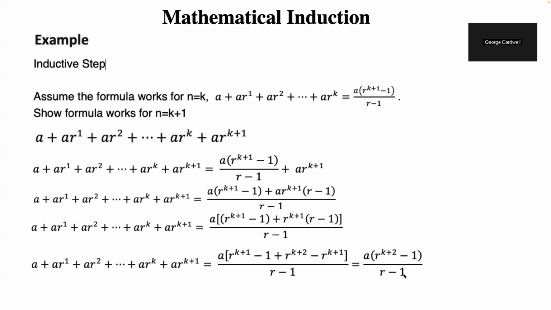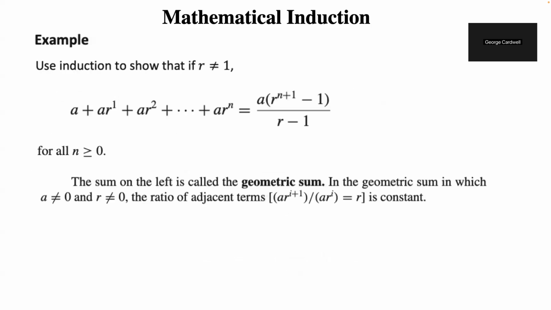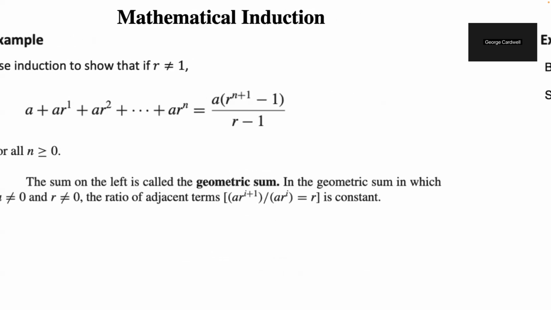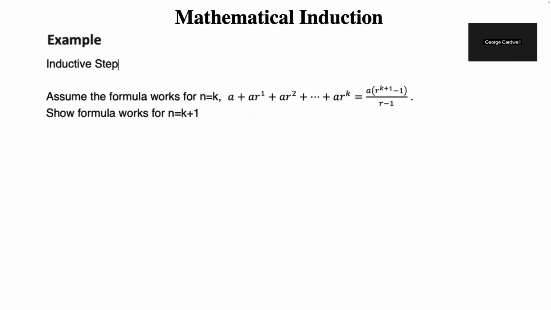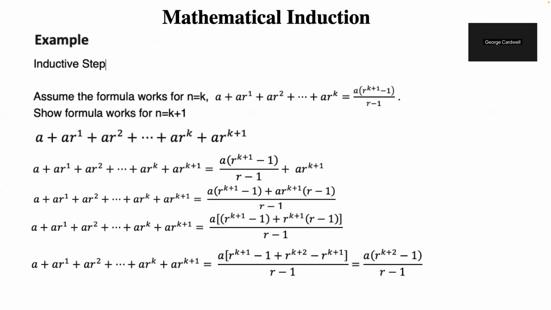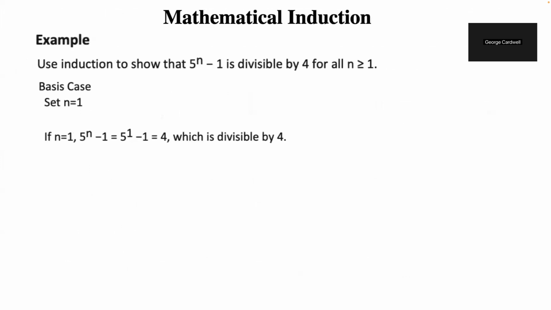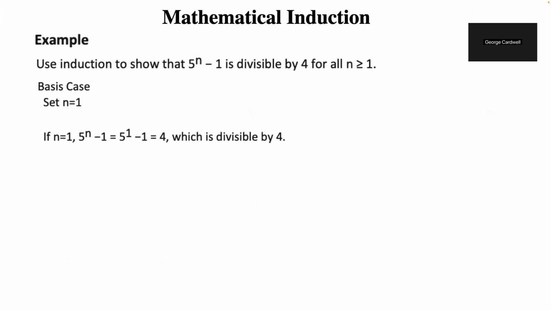And that's what I should get, because the formula says whatever n is, it's A times (R^(n+1) minus 1) over R minus 1. And n was K plus 1. So there you go. It worked. I've now shown that that geometric sum formula is true for any n greater than or equal to 0. So I just proved that formula to be true. And that's mathematical induction, because you're using the logic of mathematical induction to show that the formula works for any n.